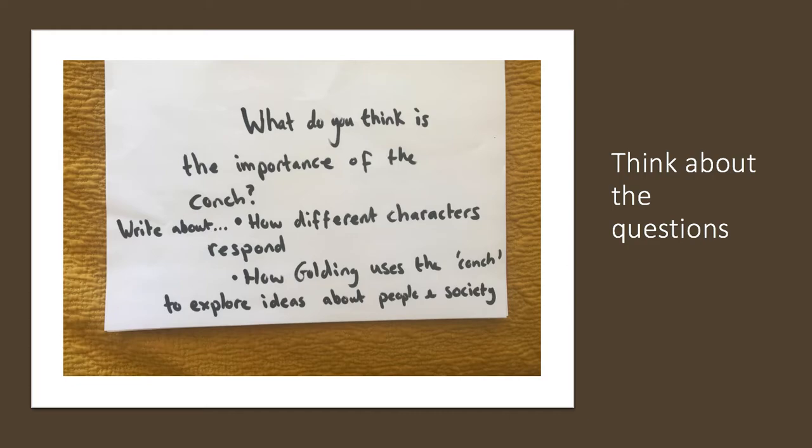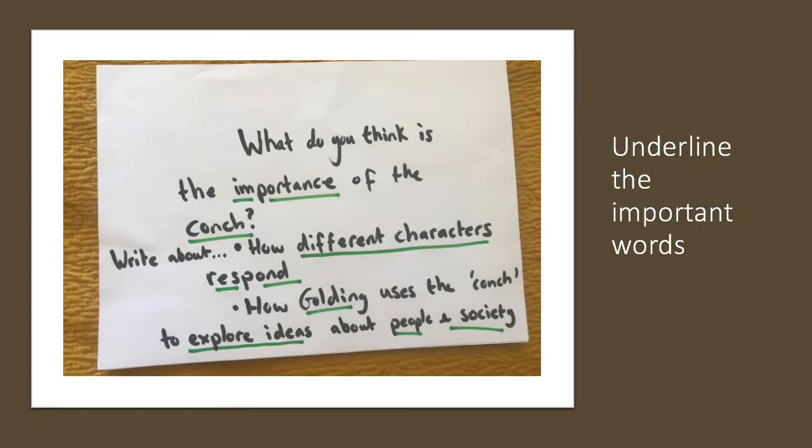So what I do generally first, if I've got the question in front of me, is start thinking about how those 3 things, the main question and the 2 bullet points, link together. And then I will underline the important words. So it's what is the importance of the conch. It's not just what does the conch do, but its importance. We need to think about different characters and their response to the conch, and Golding exploring ideas about people and society.